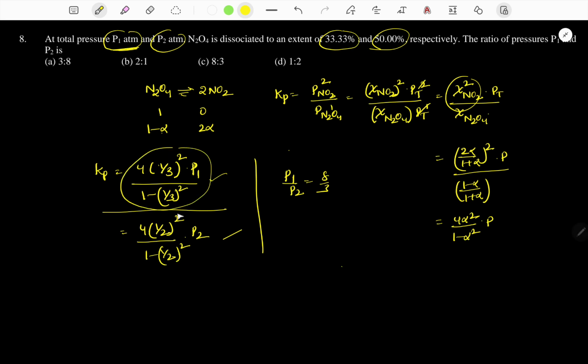First Kp value and second condition Kp value, both Kp values are the same. By equating these two, we get the ratio.